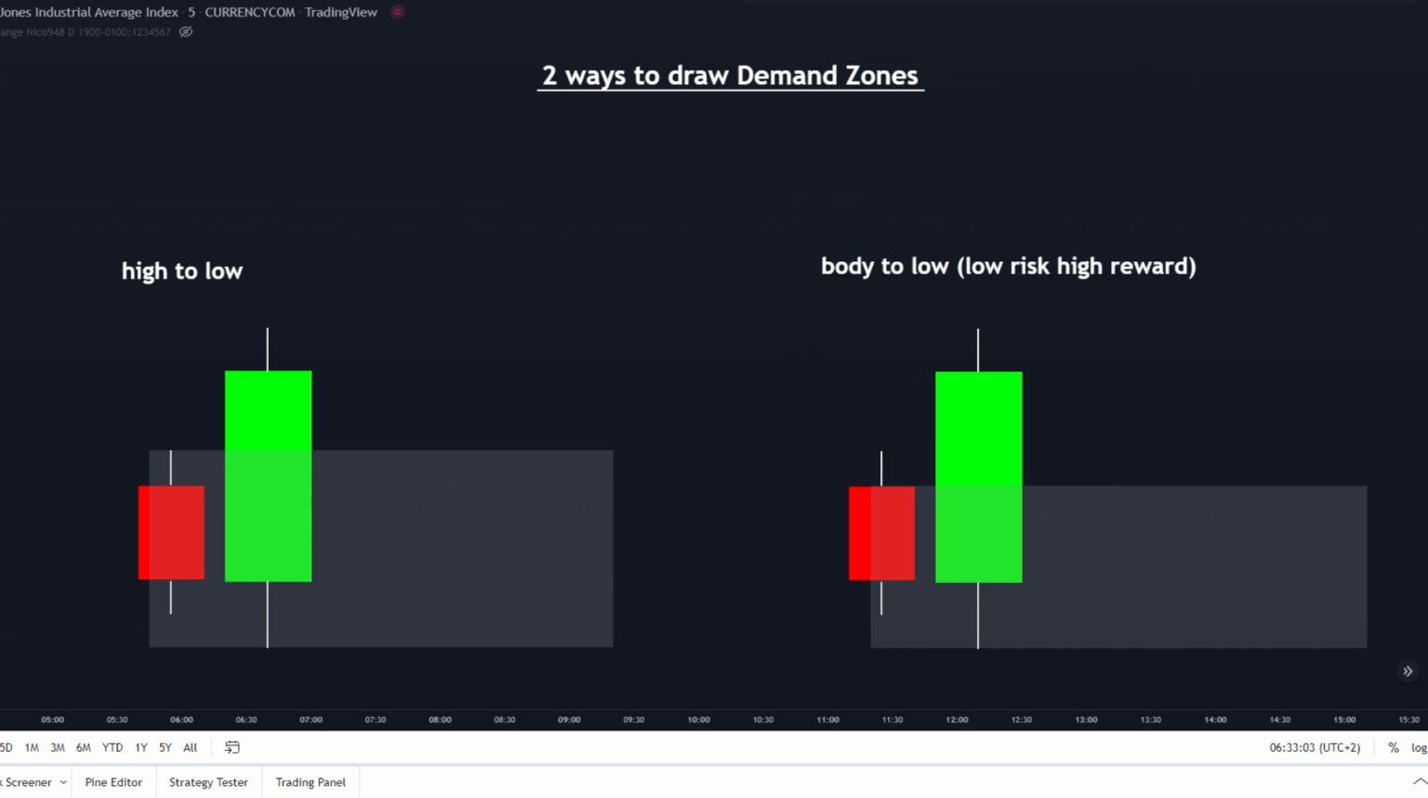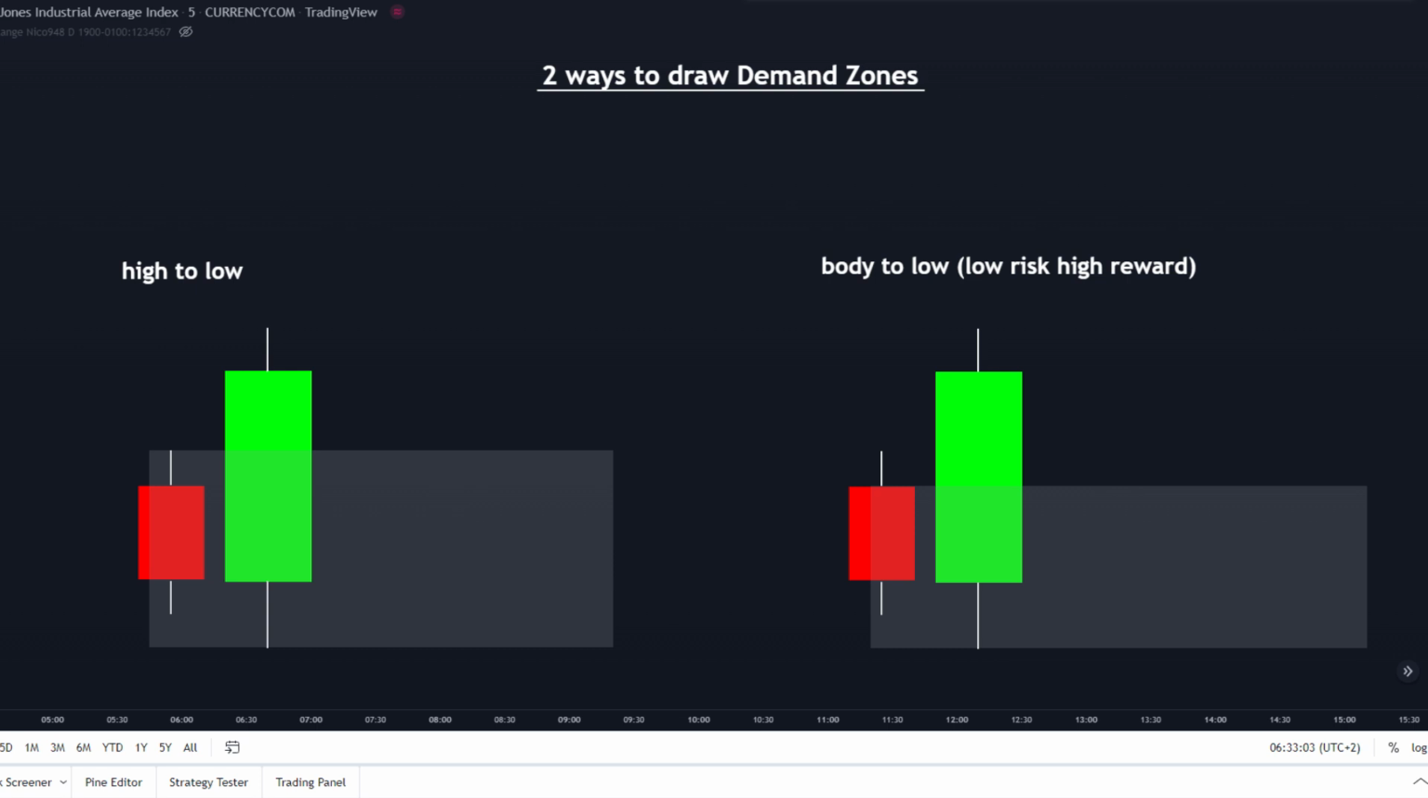Just bear with me because there are a few traders who are still new to trading. So I will go step by step so that everybody can be accommodated and to answer all of your questions. Now we will learn how to draw supply and demand zones on our chart. There are two ways to draw a supply and demand zone.